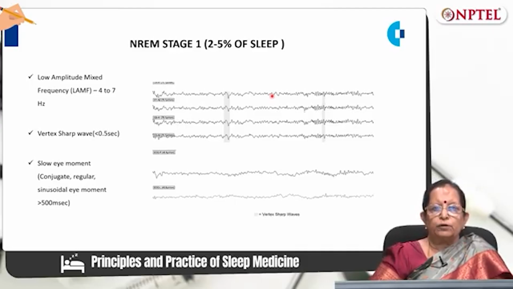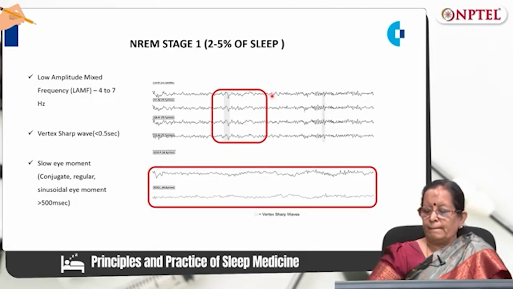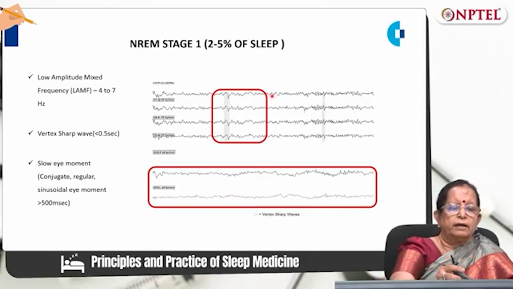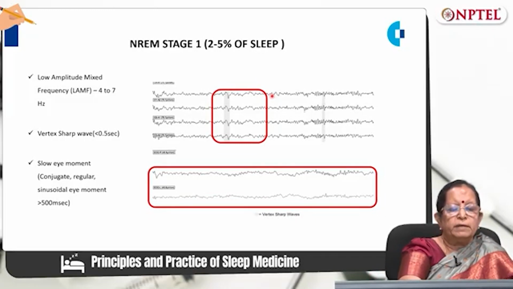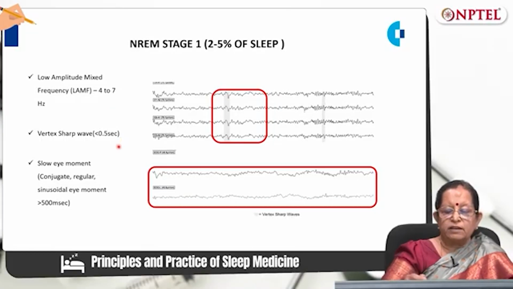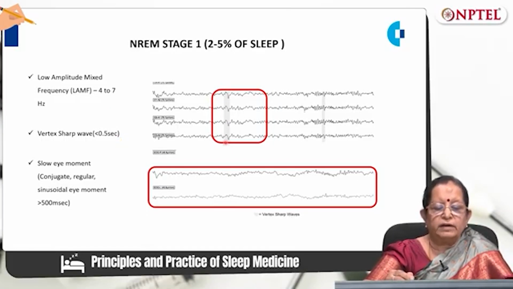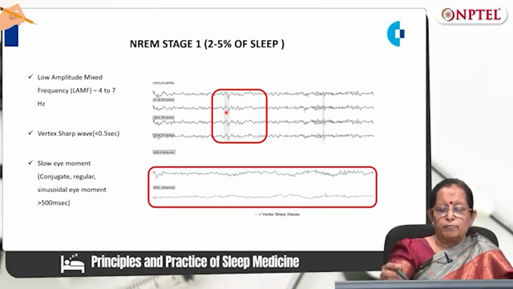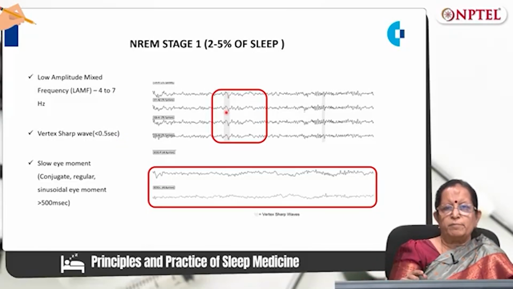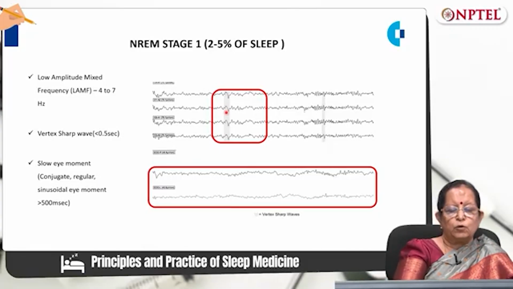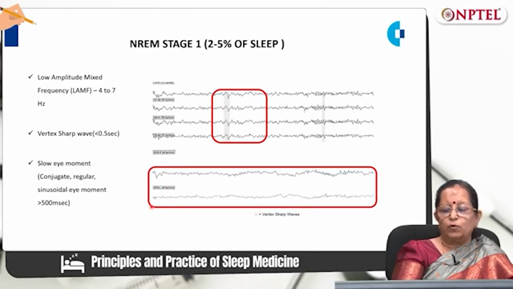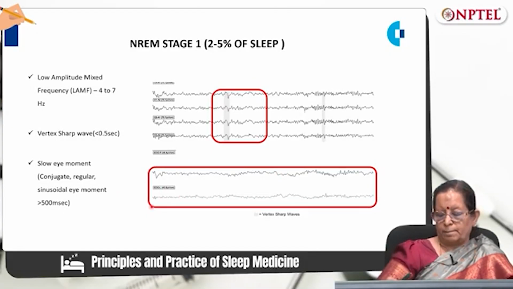The NREM stage 1, I told you, occupies 2 to 5% of our sleep. So how will you diagnose it? It will have low amplitude, mixed frequency activity of 4 to 7 Hz. Then vertex sharp waves. Can you see the vertex sharp waves here? These are the vertex sharp waves. Then eye movement: if you look at the eye movement by electrooculogram, it will be slow eye movement, conjugate, regular, sinusoidal eye movement.